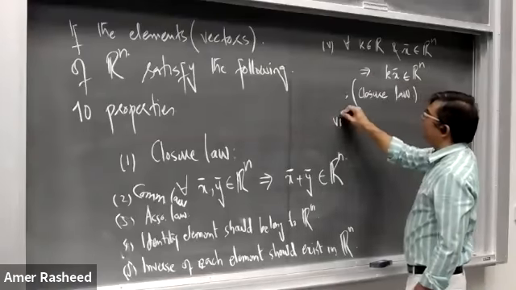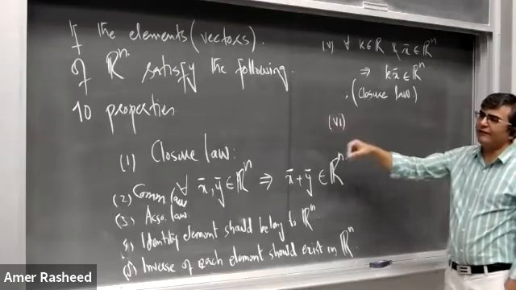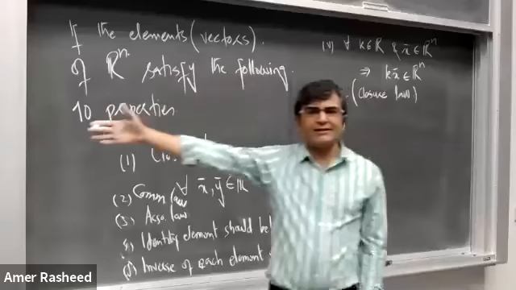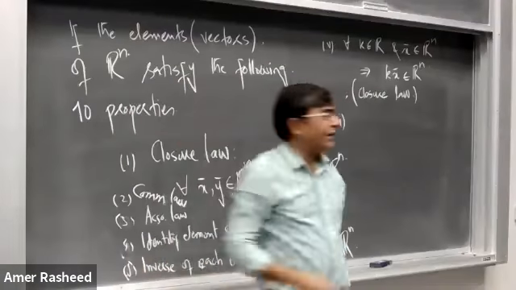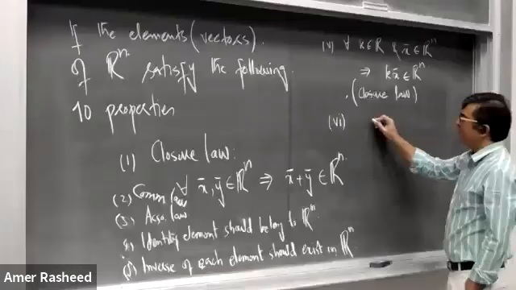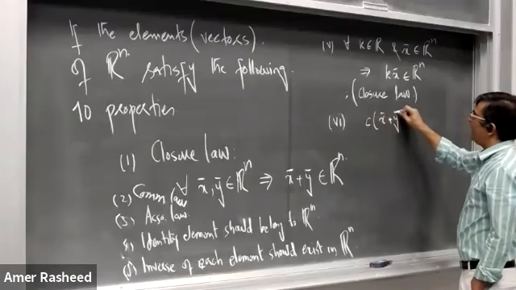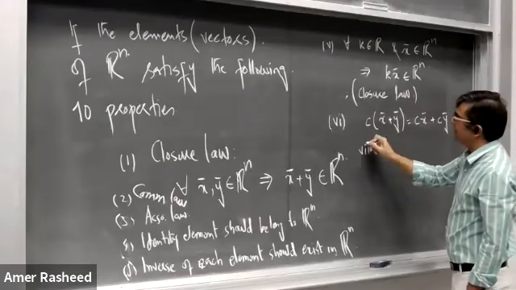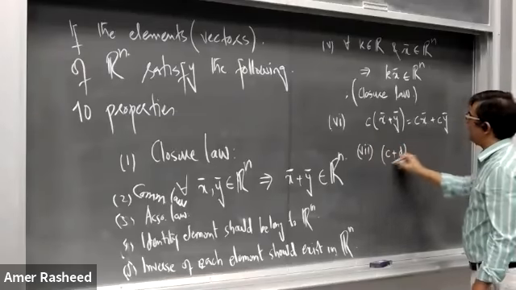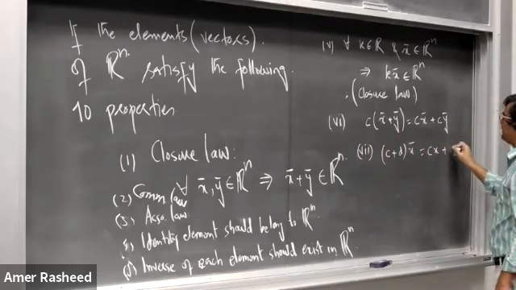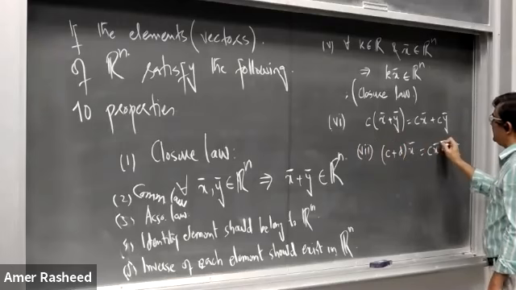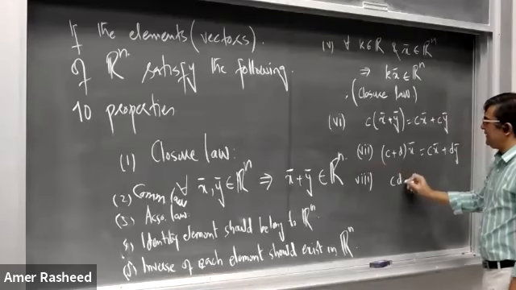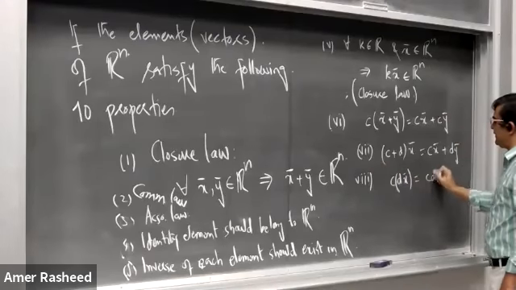The sixth property is, and the seventh, eighth, ninth, 10th, which are the properties of scalar multiplication that we have just written, okay? Those are the properties. For example, c times (x plus y) is equal to cx plus cy. The seventh is (c plus d) times x is equal to cx plus dx. And eighth one is c times (dx) is equal to cd times x.